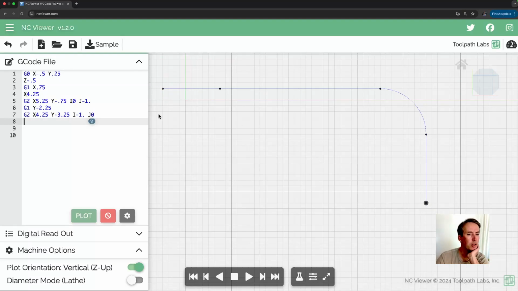All right, so before we get too far into this, I'm just going to let you know, if you have an I or a J that's 0, you can actually leave it off. So a lot of code you'll see, if it doesn't need the J, if it's 0, it just won't be there. So just something to know. Let's plot this and see where we are. So we got that arc.